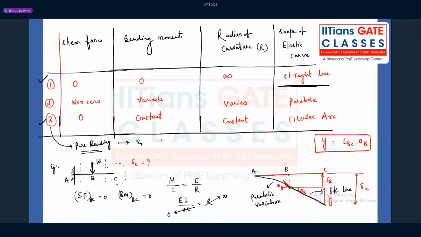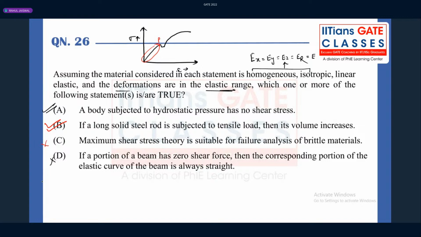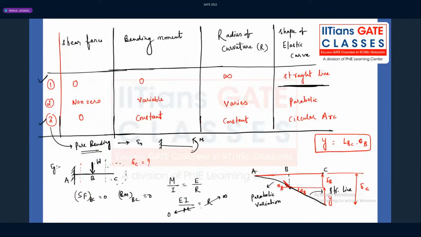What is the example of pure bending? For example, a cantilever beam subjected to an end moment like this. It's a pure bending case, guys. You can see the shear force is 0, but the bending moment is constant throughout the length of the beam. So the radius of curvature will be constant, but the shape of the elastic curve will not be a straight line. So statement D is also incorrect. So what should be the correct answer? AB should be correct. Right, guys, these are the things we discuss in every class for every batch, every year.